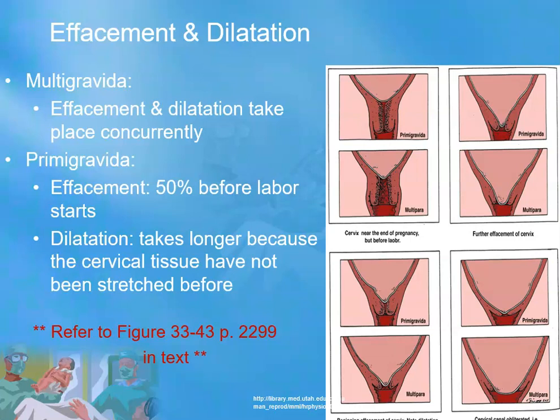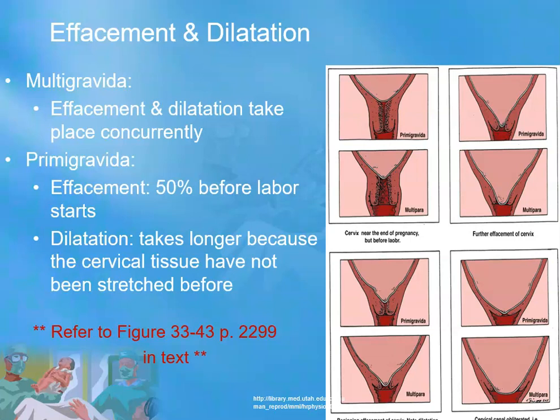Multigravida, again, gravida means pregnancy, multi means more than one. So this is a patient that's been pregnant more than once. The effacement and dilation will take place concurrently, so it happens a little bit quicker. A primigravida would be a first-time mom, so effacement is 50% before the labor actually starts, and dilation will take longer because the cervical tissue has not been stretched before.